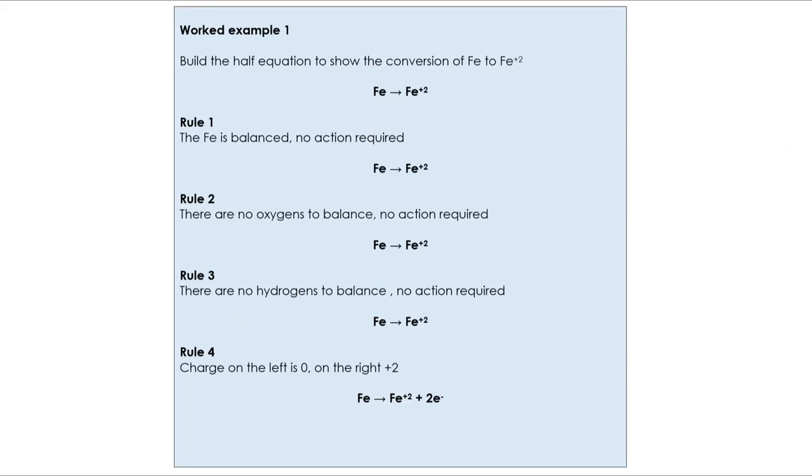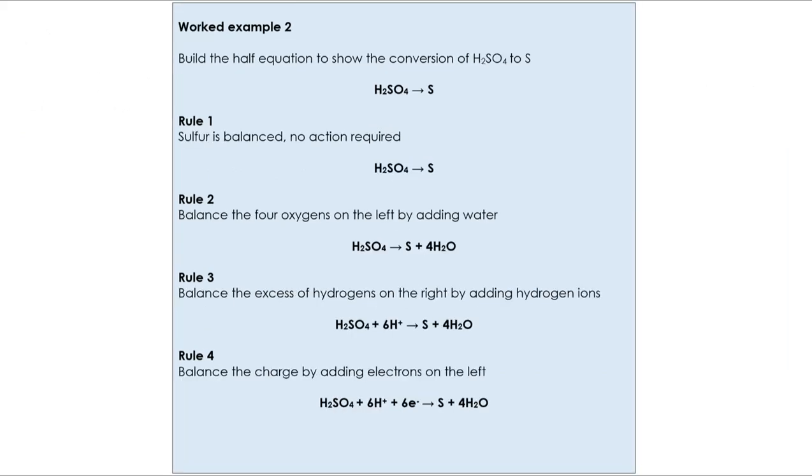If we take a look at another worked example, we have here sulfuric acid going to sulfur. Once again, rule 1, the variable oxidation state species is S. It's already balanced. This time I do need to balance the oxygens. I've got 4 on the left, so I need 4 H2O on the right. Rule 3, I do need to consider because I need to balance hydrogens. At the moment I have 8 on the right and 2 on the left, so I need to add 6 H+. I will always balance the H's by adding H+.